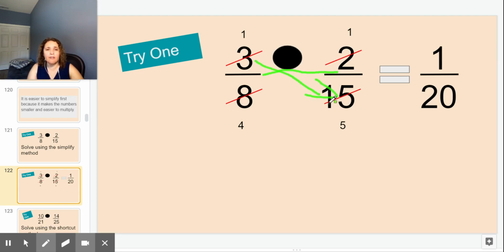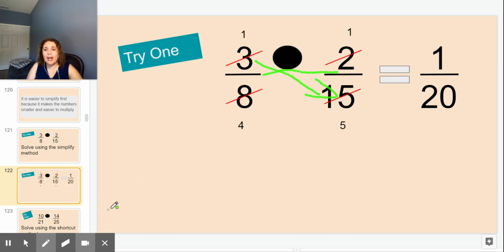3 goes into 15 5 times, and I can divide 3 by 3 is 1. Whatever I do to the top, I gotta do to one of the bottom numbers. It doesn't matter which number, but it's the top to the bottom. So then I look at the 2. Does 2 go into 5? No. Does 2 go into 8? Yes. How many times? 4 times. So 8 divided by 2 is 4. 2 divided by 2 is 1. So then I get 1 times 1 is 1. And then 4 times 5 is 20.